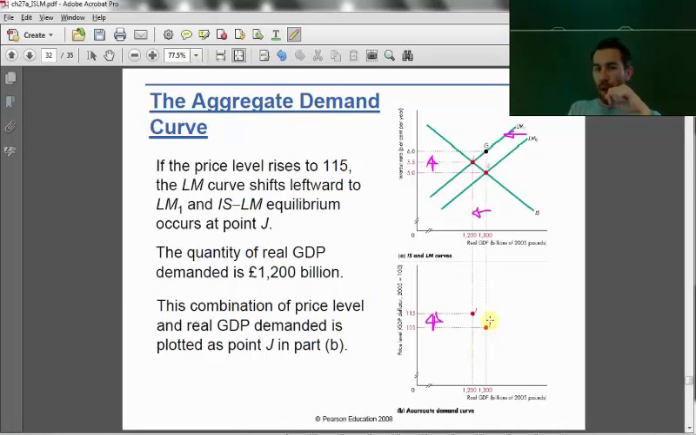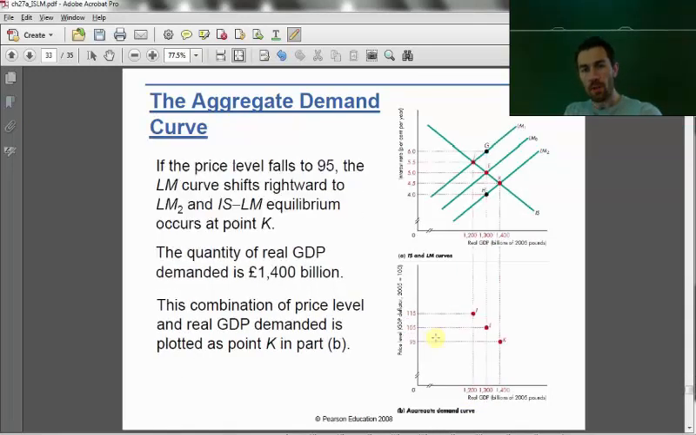So I move from an initial equilibrium E, with some level of output. Then I raise the price level, and my LM curve shifts to the left. When my LM curve shifts to the left, I move from equilibrium E to equilibrium J. Equilibrium J has a lower level of output. Therefore, with a higher price level, I have a lower level of equilibrium output. If I lower my price level from initial level E, what happens to my LM curve? It shifts to the right, and my output increases. So I move from E to K.